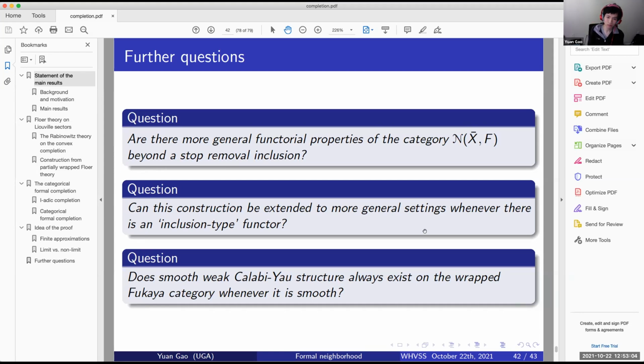And the third question actually comes from the statement of the theorem, where we prove this equivalence without assuming non-degeneracy. And for non-degeneracy, the key property we use to establish equivalence between the formal neighborhood and the Rabinowitz category is the smooth weak Calabi-Yau structure. In fact, we can ask, does that always exist on the Rabinowitz category whenever it is smooth without non-degeneracy? And at least from the statement of the formal completion, we can expect that to be true for Rabinowitz categories which admit compactifications. And I've talked to Shende about it. He told me that there's a proof when the Rabinowitz category admits a compactification.